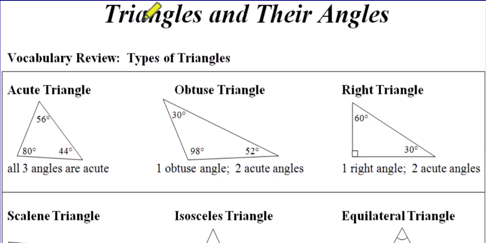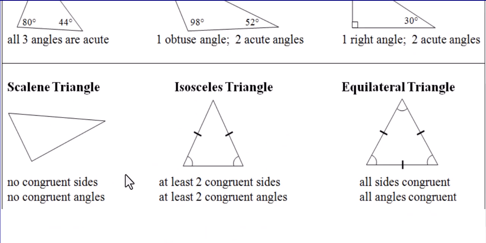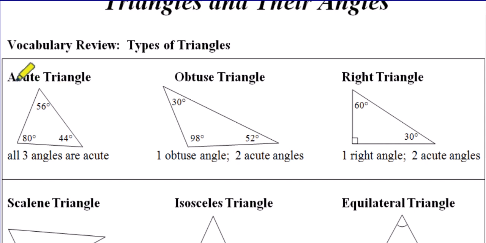Alright, let's start by talking about how we can classify triangles based on their angles and also based on their side and angle relationships. Starting with an acute triangle. An acute triangle is where all three angles are acute. In case you forgot, acute angles are angles that are less than 90 degrees. So if all three angles are less than 90 degrees, we're going to call that an acute triangle.